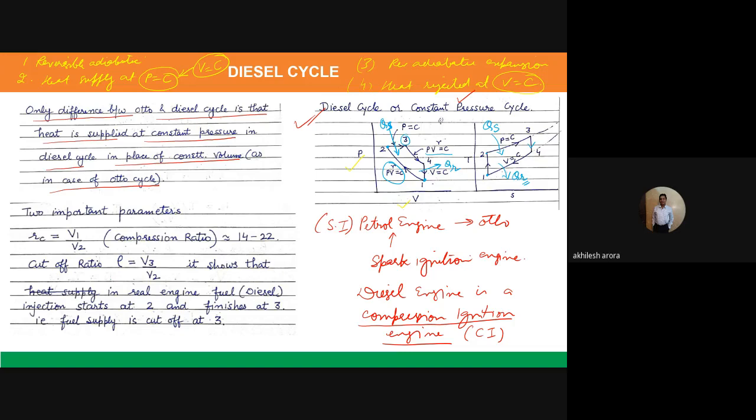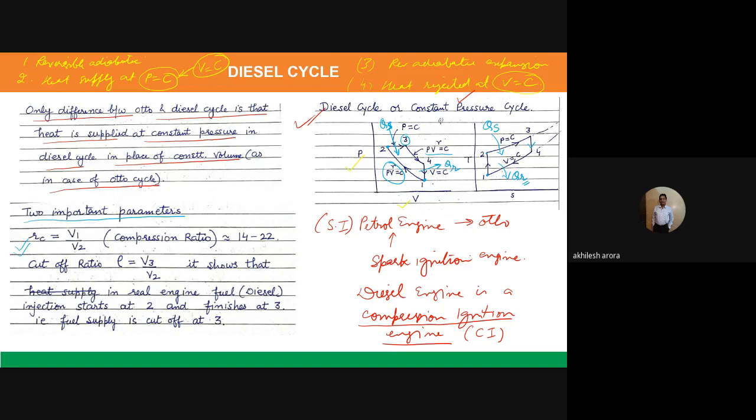Now, having explained the various processes of the cycle, I am going to explain two very important parameters. The first one is similar to what we discussed in the case of the Otto cycle also, where we defined rC.